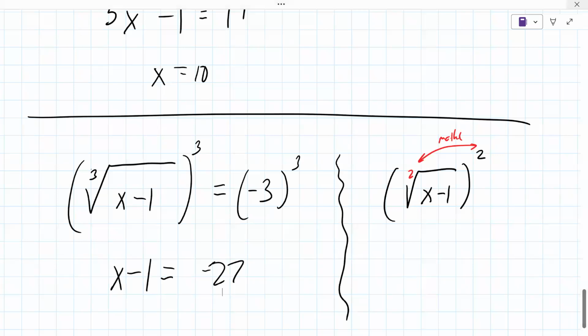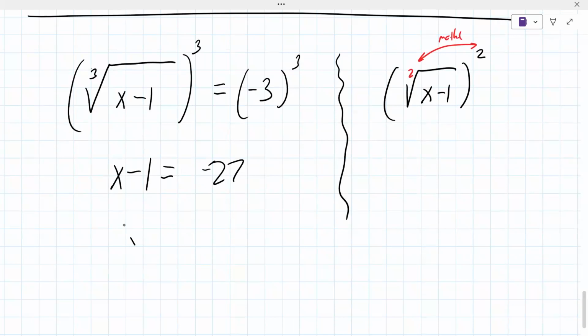Okay, now what do we do to solve this? Plus 1 to the other side. Yep. Negative 26. Okay. Any questions? That's it. Now I'm going to give you one to try, and then we'll increase the difficulty slightly. But any questions before we proceed?